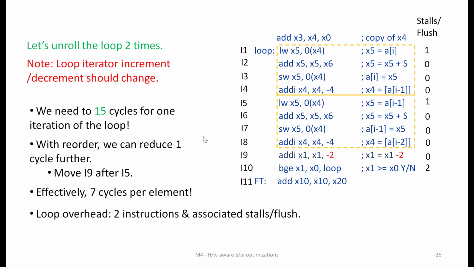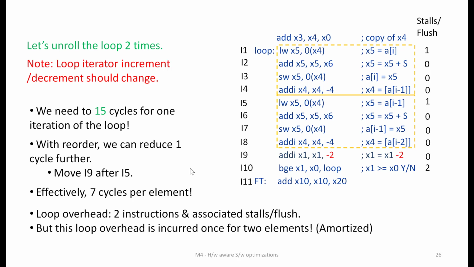Now the loop overhead, which was 2 instructions earlier, is still there, and the associated stall or flush is also there. We are not reducing the loop overhead, but now it got amortized because we are handling 2 elements per iteration. What can we do better?